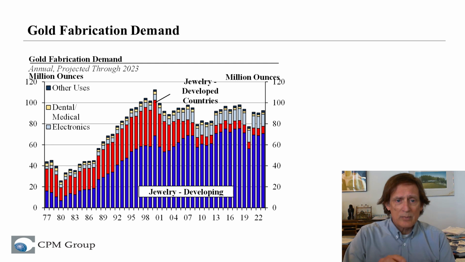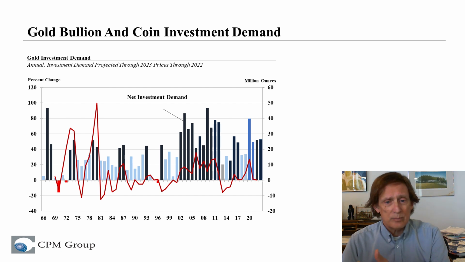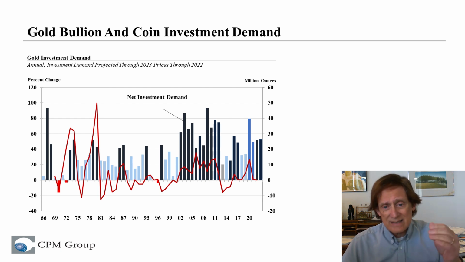And this is gold fabrication demand. You can see on the previous chart, a bull market in gold, with rising gold prices, tends to correspond with investment demand for bullion and coins of 20 or 30 or 40 million ounces. More than 20 million ounces tends to see investment demand rising and prices rising, and less than 20 million tends to correspond with gold prices falling. But that's 20 to 40 million ounces there.